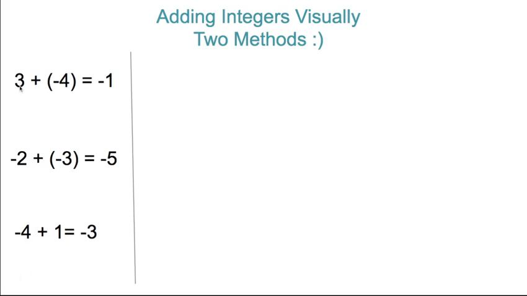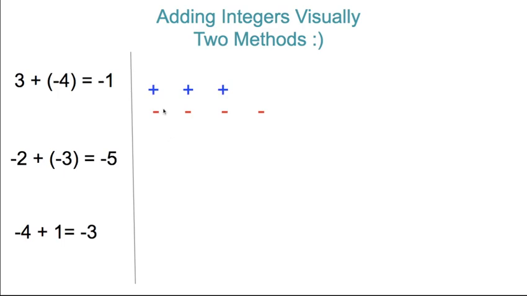So the first one is positive 3 plus negative 4. So I'm going to start with 3 positives, and I'm going to show that using the plus tile spacers. So here's 1, 2, 3 positives. And now I'm going to include 4 negatives, and I'm going to show those with dashes. So 1, 2, 3, 4 negatives.